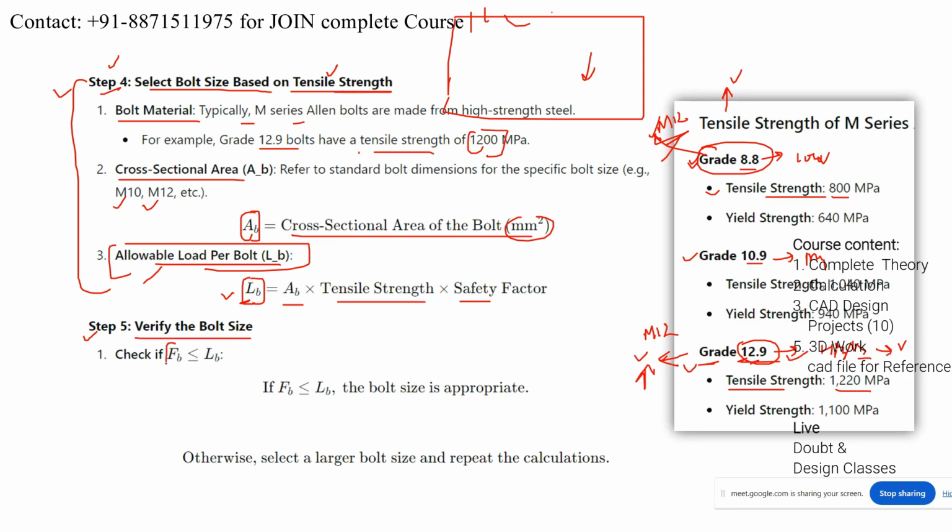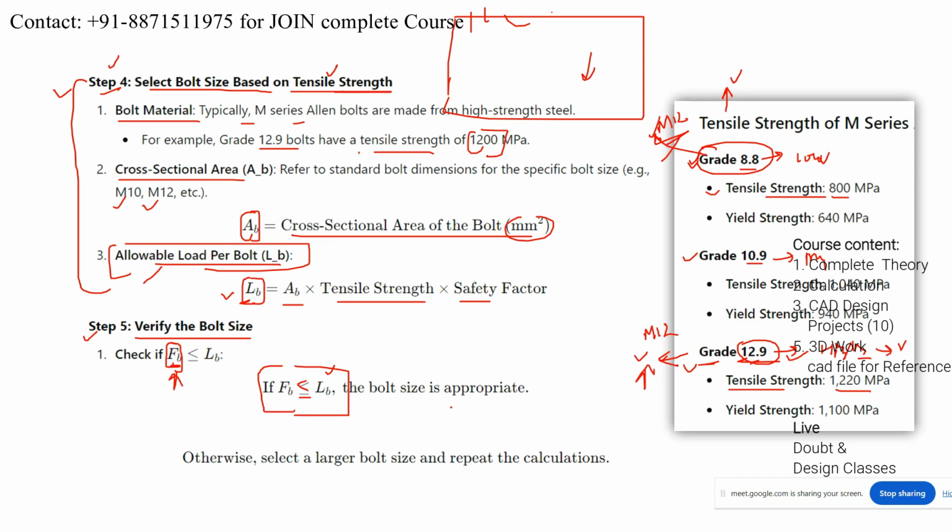So in the previous point 5.1 or point 2, what have we calculated? FB, which is the force per bolt. So your force per bolt should be less than or equal to LB, which is the allowable load, right? If this condition is verified, if this condition is satisfied, you can select the bolt which you have selected.